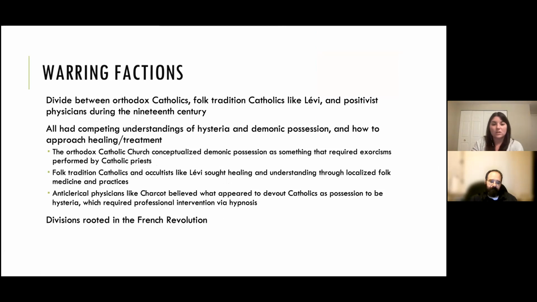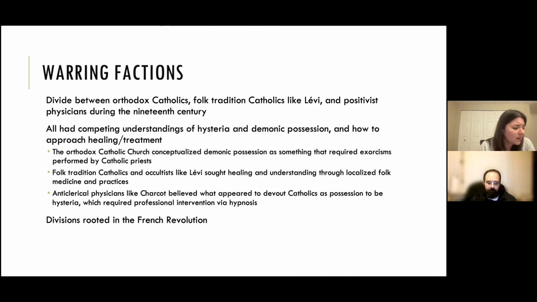Okay, so I mentioned earlier that we're understanding this analysis within the context of a post-revolution France. So we see during this time, and we can see this in Freud and Jung's differing perspectives on the issue of occult and religion, is also really reflective of this divide between Orthodox Catholics, folk tradition Catholics like Levi, and positivist physicians during the time period that we're looking at.